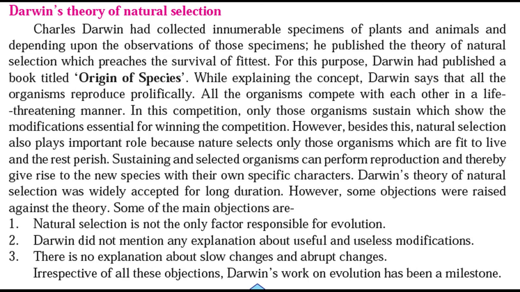Darwin's theory of natural selection was widely accepted for a long duration. However, there are some objections. The main objections are, first, natural selection is not the only factor responsible for evolution. Second, Darwin did not mention any explanation about useful and useless modifications. Third, there is no explanation about slow changes and abrupt changes in his book Origin of Species. Irrespective of all these objections, Darwin's work of evolution is an important milestone in the study of evolution.